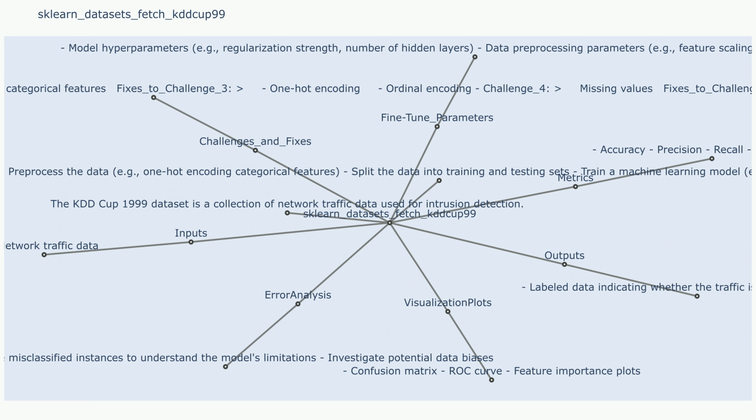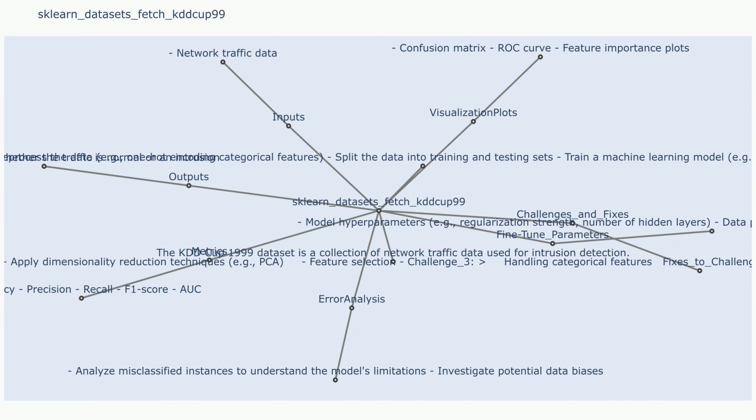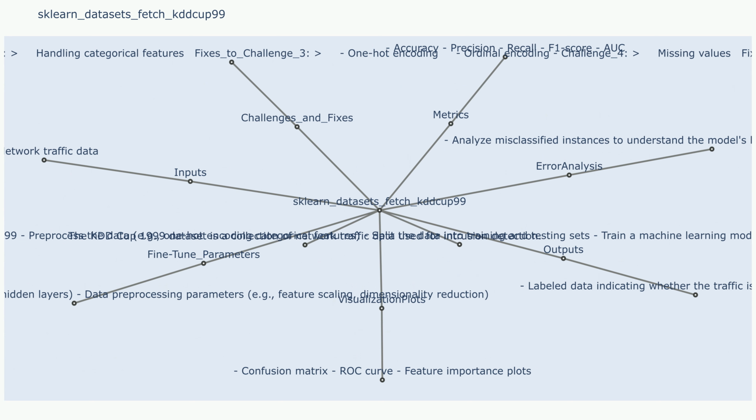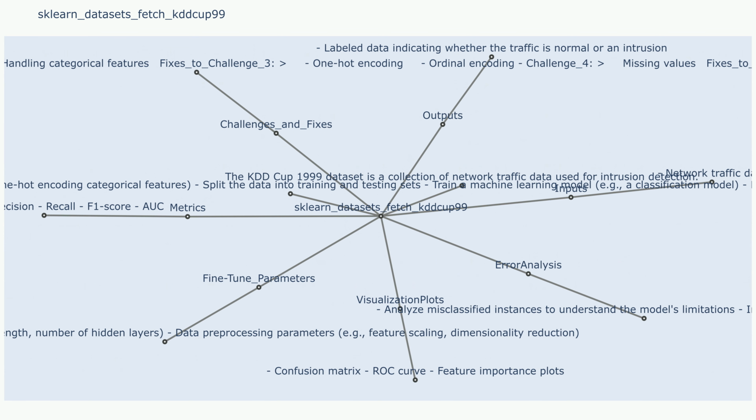Challenge 3: the dataset contains many categorical features, which need to be encoded before they can be used by machine learning algorithms. Sample use case that resulted in challenge 3: trying to train a machine learning model on the raw data may result in an error, as the model cannot handle categorical features. Fixes to challenge 3: use one-hot encoding to encode the categorical features. Use a machine learning algorithm that can handle categorical features directly.